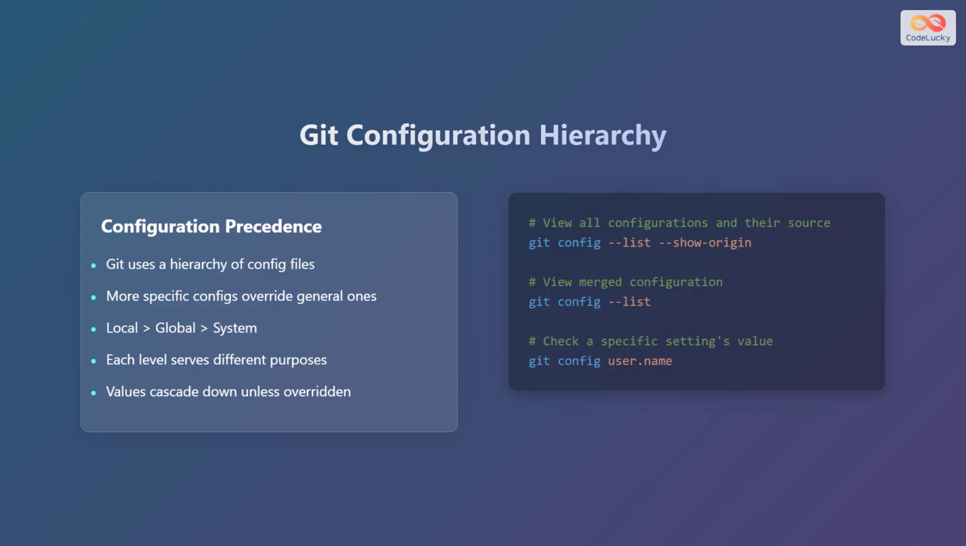Here are some useful commands. To view all configurations and their source, use the command git config --list --show-origin. To view the merged configuration, use the command git config --list. To check a specific setting's value, use the command git config user.name.